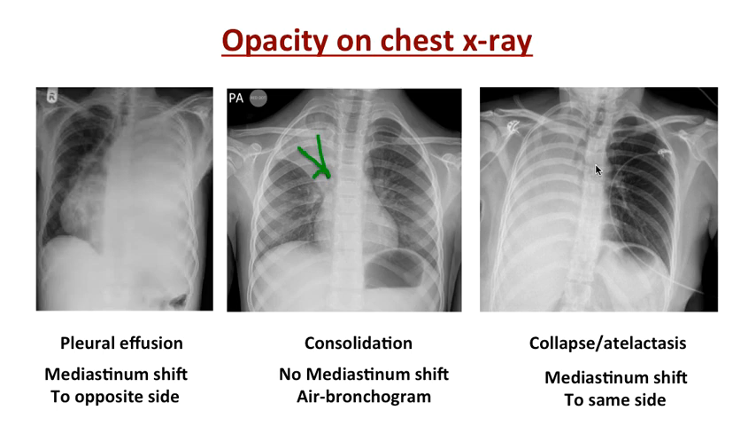So in the exam, if somebody asks you to describe the X-ray, and then asks what your interpretation is, what it could be, you have to say, sir, because the mediastinum has shifted toward the same side, it means that there is a collapse on this side.